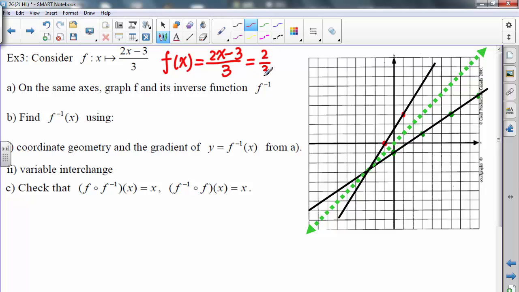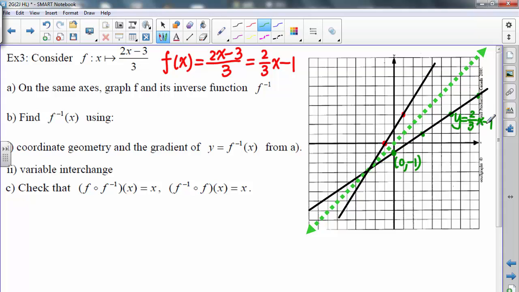So this is 2/3 x minus 1. You will see the y-intercept is -1. So this point is 0, -1. Slope 2/3 means you go up 2, right 3, up 2, right 3, up 2, right 3. So right now you have plenty of points to join them up, and this line is the original function line.